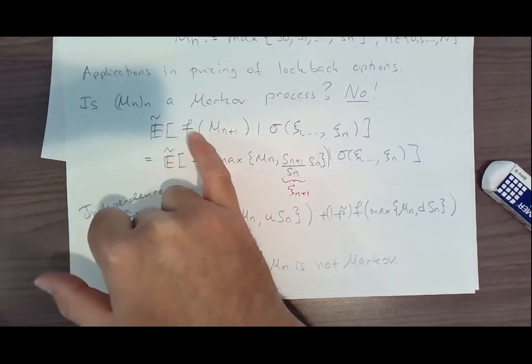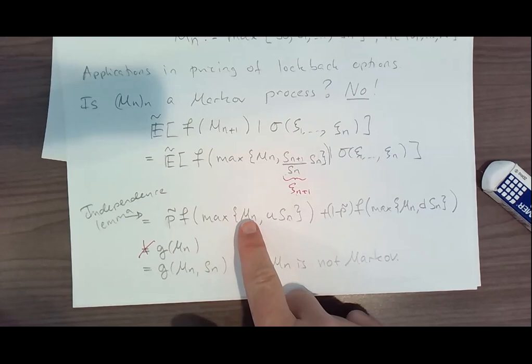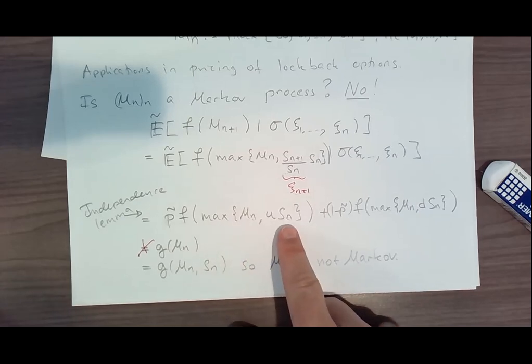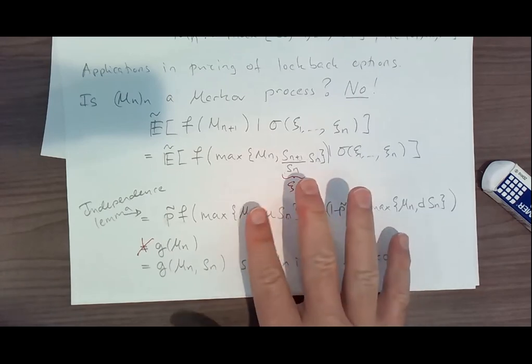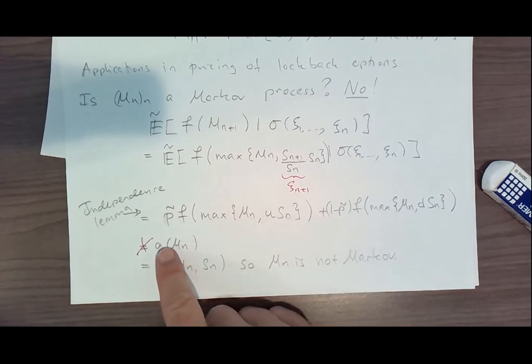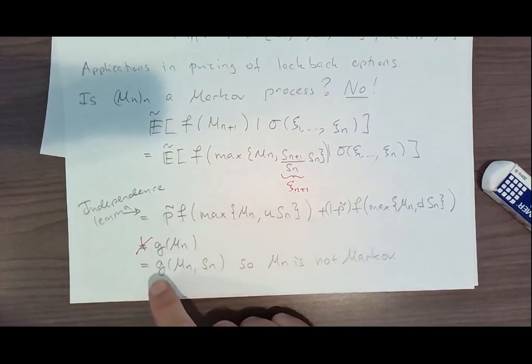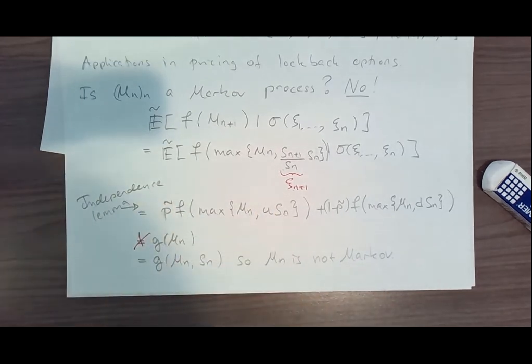Because when you computed the conditional expectation up here, what came out was the random variable mn and the random variable Sn. And it's not enough just to know what the running max is. You also need to know what the stock price is. So you will not just have a function applied to mn, you will need a function that is applied to both mn and Sn. So therefore mn is not a Markov process.